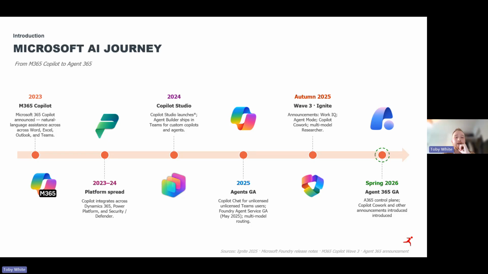Towards the end of last year at Ignite, there was lots of new cool functionality that was announced. Since then, we've slowly started seeing it trickle into general availability, including from the 1st of this month, Agent 365 became generally available. That might be a new icon to you there, but that's the logo for Agent 365 on the right-hand side.